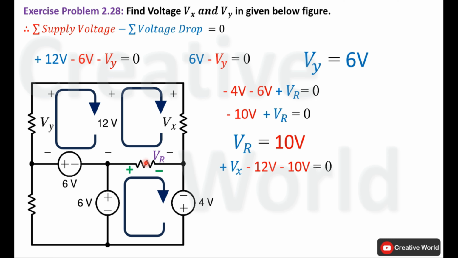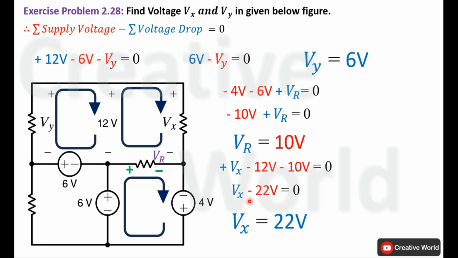Move to the next element. Current entering terminal is negative, so voltage across this resistive element, that is 10 volt, will be taken with minus sign, minus 10 volt. Move to the next element. Current entering terminal is negative, so 12 volt will be taken with minus sign. Now add minus 12 and minus 10 together, it will become minus 22, and place this minus 22 on the other hand side of equal to calculate value of Vx, that will become 22 volt.